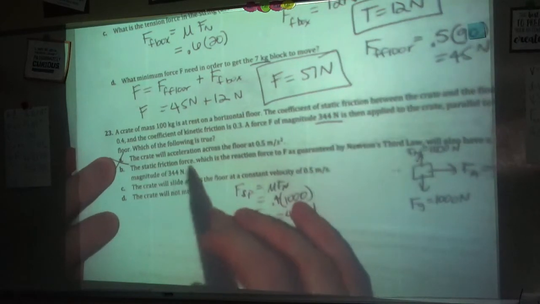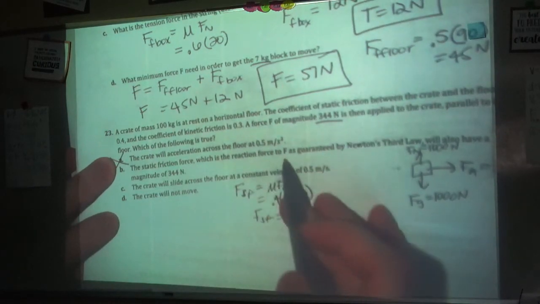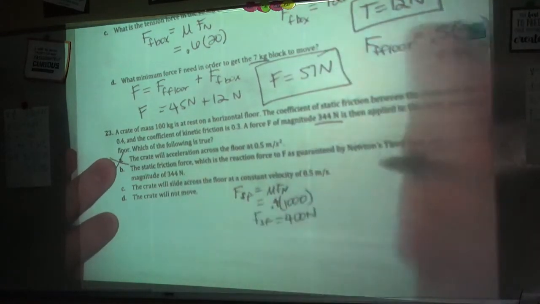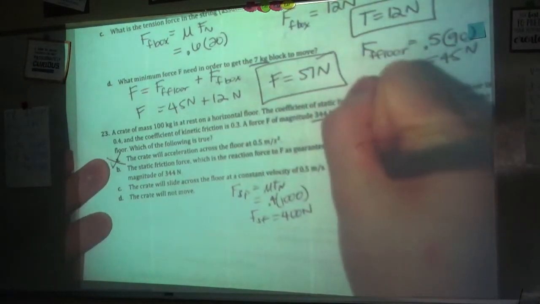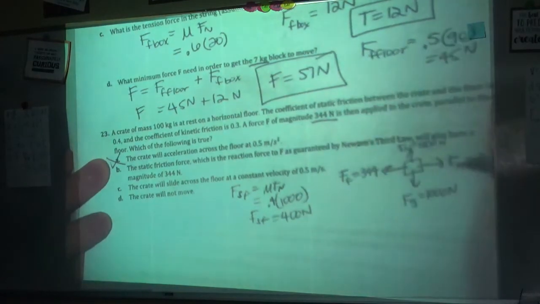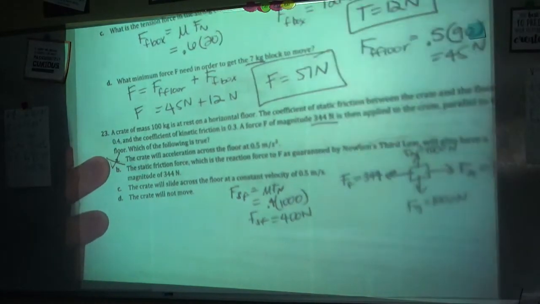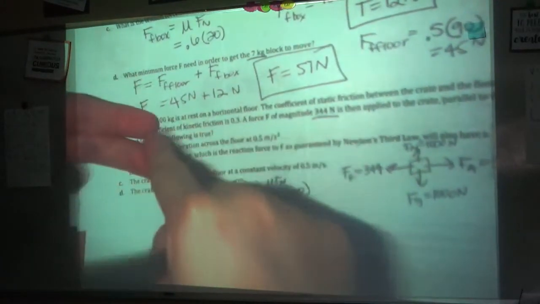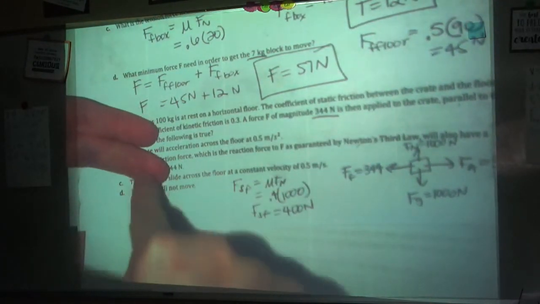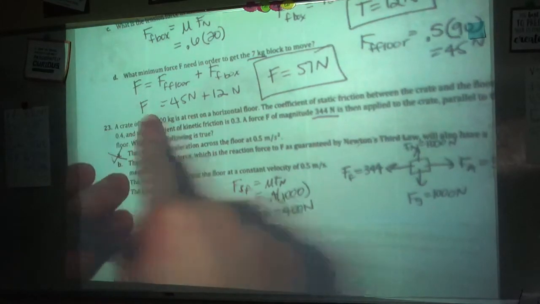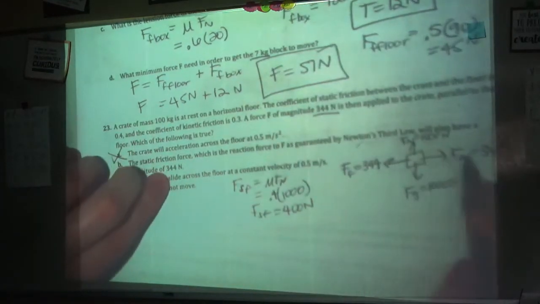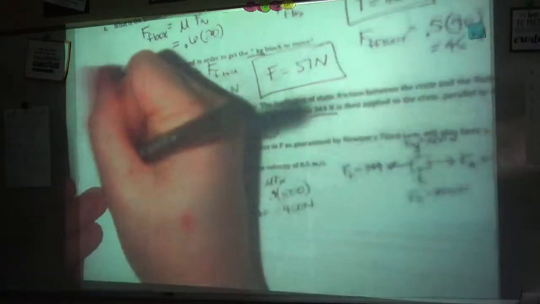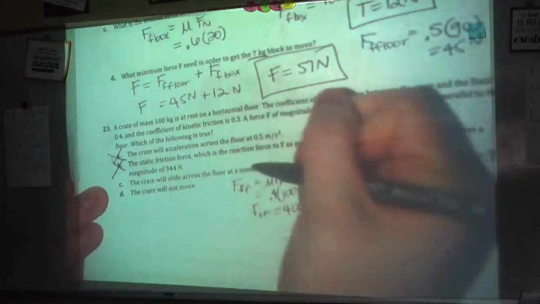The static friction force, which is a reaction force to F as guaranteed by Newton's third law, will also have to be 344. Well, if it's not moving, my friction force does have to be 344 because it's balanced, it's not moving. But that is not because of Newton's third law. Newton's third law is saying between two objects, the force of the first on the second equals the force of the second on the first. That's not saying the applied force has to equal the friction. That is not always true, only when it's at rest, so that's not the right reasoning. Right answer for the wrong reason.